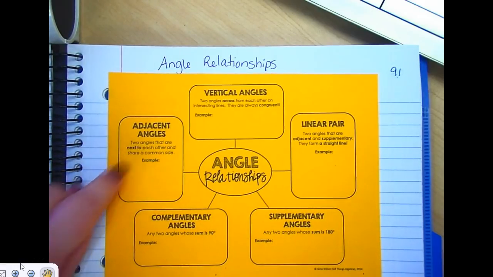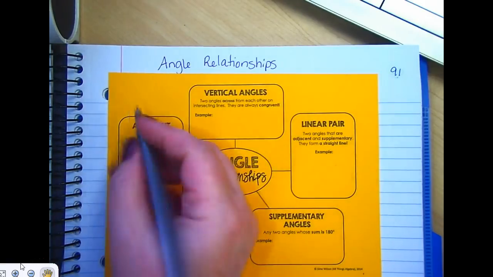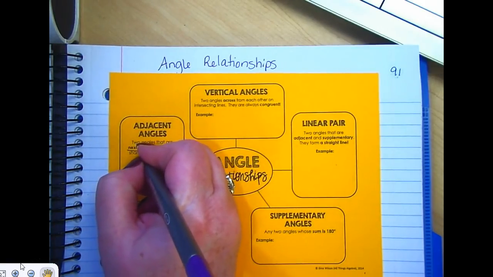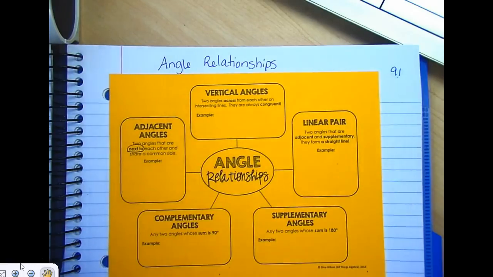Adjacent angles are two angles that are next to each other. This is the important part. Angles that are next to each other, and they share a common side.